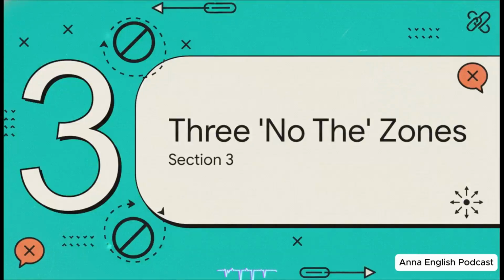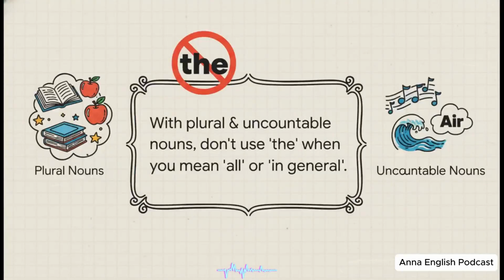Okay, so now that we've got the golden rule down, let's explore 3 really common situations where you should just avoid using the. You can think of these as your official no-the zones. Our golden rule is especially important for this one. When you're talking about groups of things, like, say, books, or things you can't really count, like music or water, if you mean them in general, just leave the out of it.